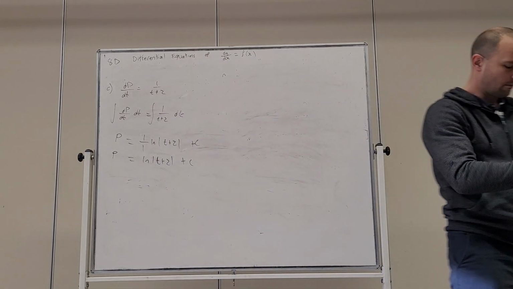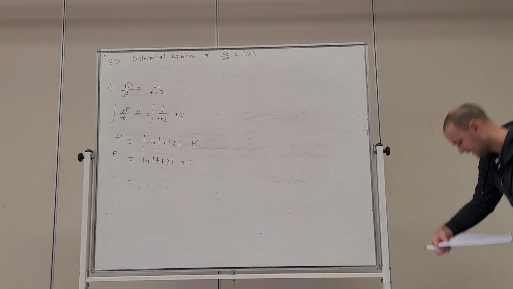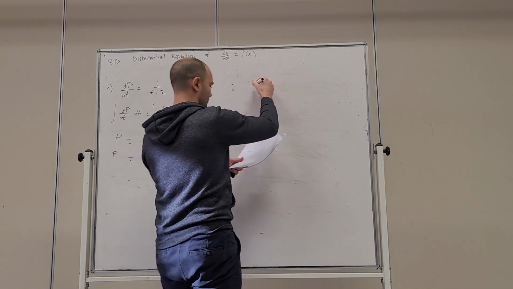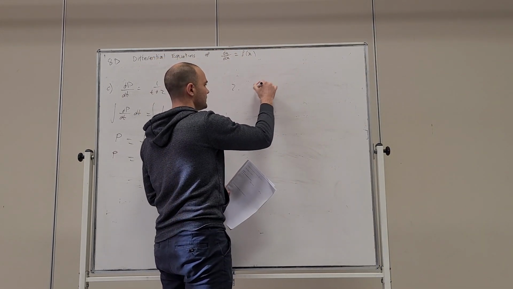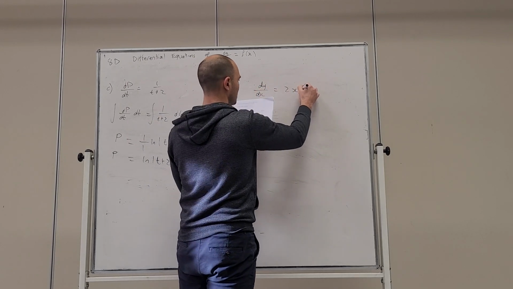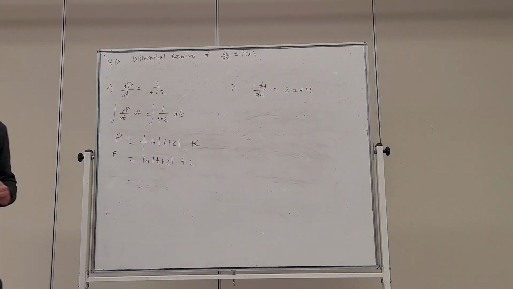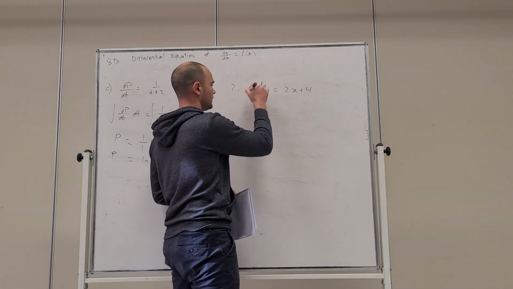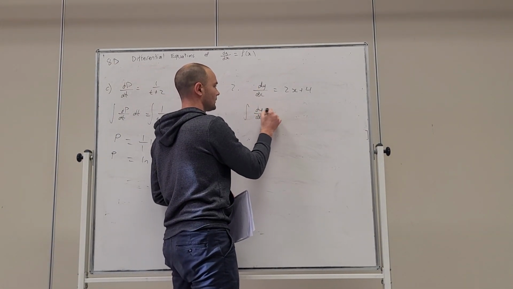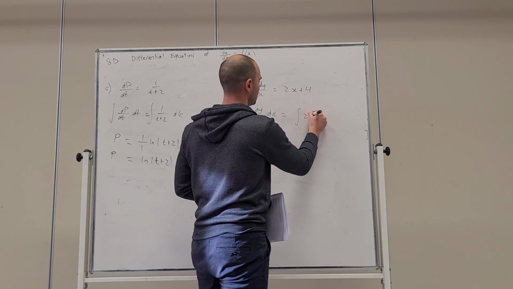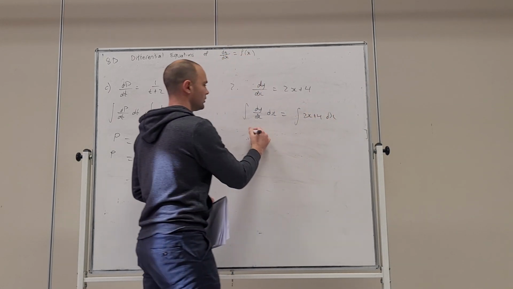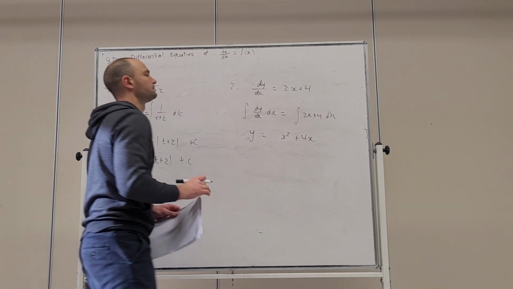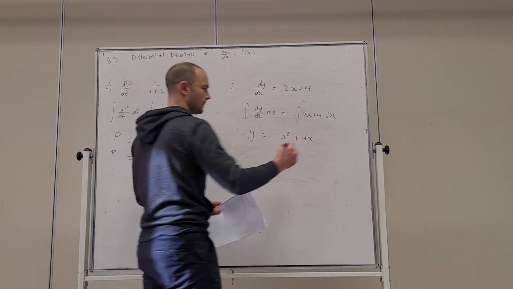Last one, when we're finding an exact particular solution, again, seems similar to methods, but we'll use some spec notation. dy on dx equals 2x plus 4. We're going to integrate both sides with respect to x. So we'll have y here, and over here we'll have x squared plus 4x plus c.